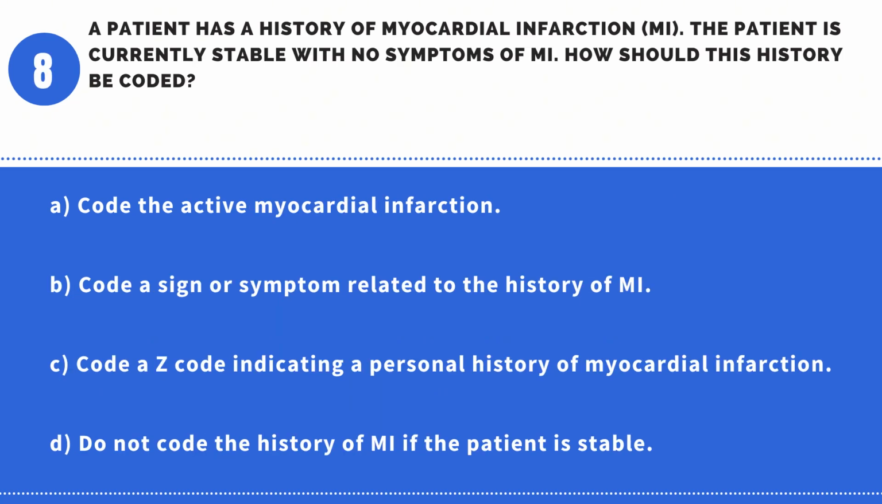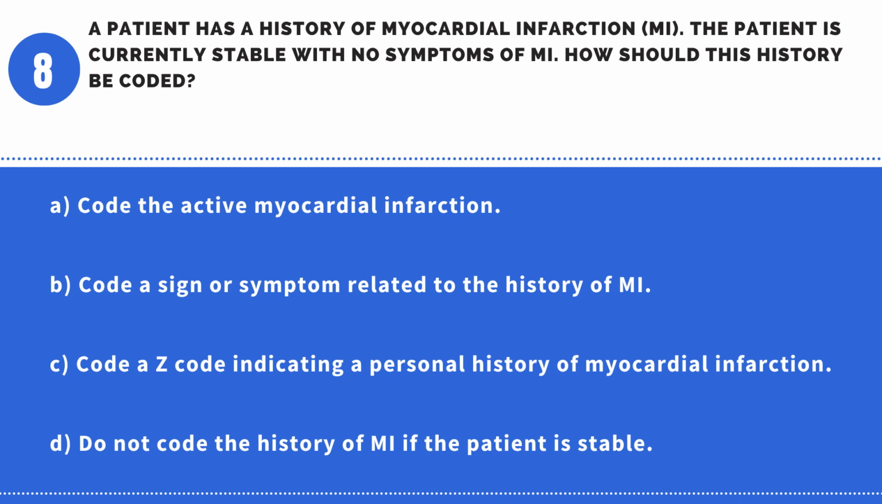Question 8. A patient has a history of myocardial infarction, MI. The patient is currently stable with no symptoms of MI. How should this history be coded? A. Code the active myocardial infarction. B. Code a sign or symptom related to the history of MI. C. Code a Z code indicating a personal history of myocardial infarction. D. Do not code the history of MI if the patient is stable.